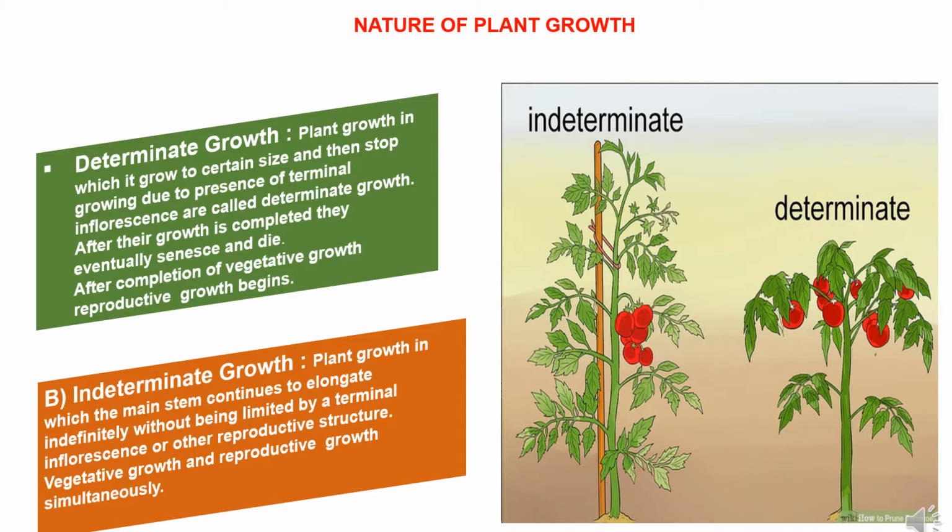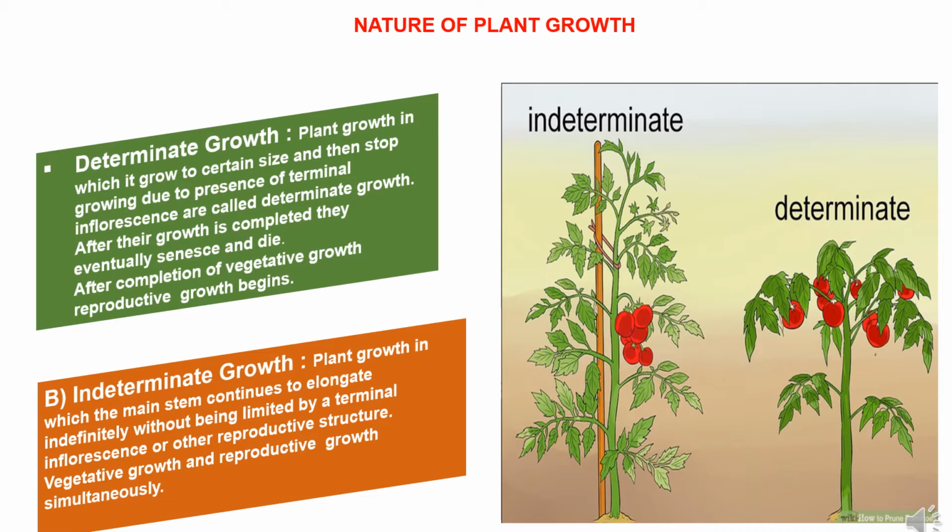Here, to study the nature of plant growth, plant growth is of two types. First one is determinate growth and second is indeterminate growth. In determinate growth, the reproductive growth takes place after completion of vegetative growth. It can be defined as plant growth in which the plant grows to a certain size and then stops growing due to the presence of a terminal inflorescence. After their growth is completed, they eventually senesce and die after the reproductive phase.